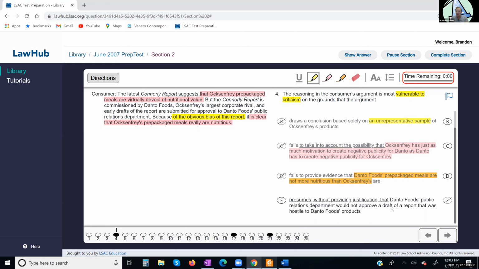So that means I have to take this yellow, negate it, and then see if it would weaken. Now the easy negation, I'm just going to highlight the word not and just read around it. That's the negation. So is what I still have in yellow, would that weaken this argument? So if D's PR department would approve of the draft of a report that was hostile to D's foods, what they're trying to say is, hey, but they would be self-deprecating.